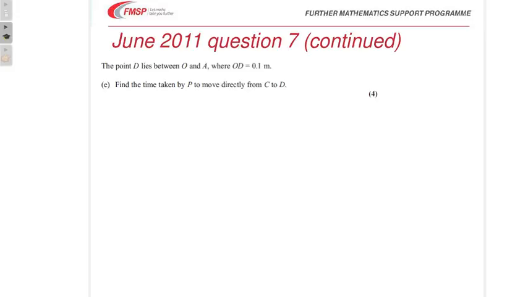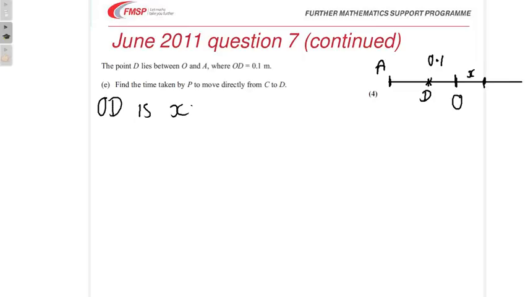And it refers to a point D lying between O and A, where OD is 0.1 meters. Okay. Now, just draw a quick diagram for that. O was at the center of the string. A was the left-hand side. X was measured to the right of O before. D is between O and A, so D is here, where OD is 0.1. So OD is where X equals not plus 0.1 but minus 0.1.